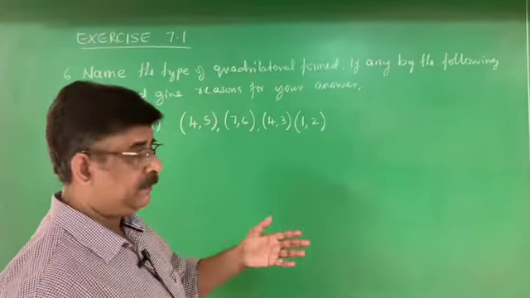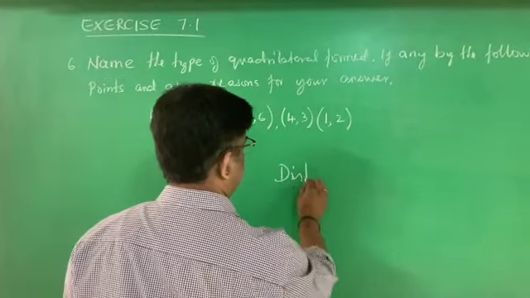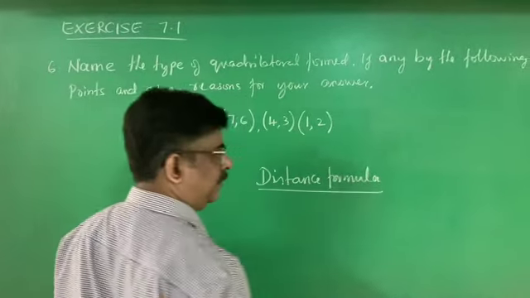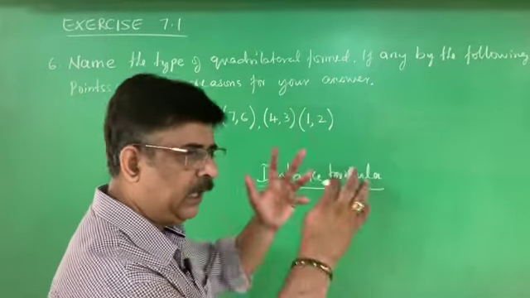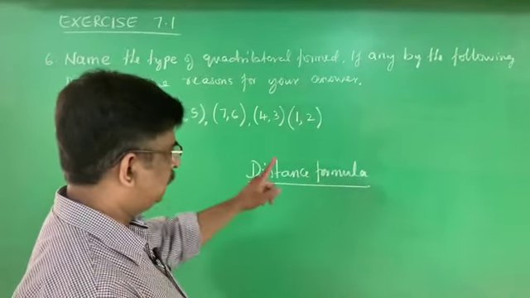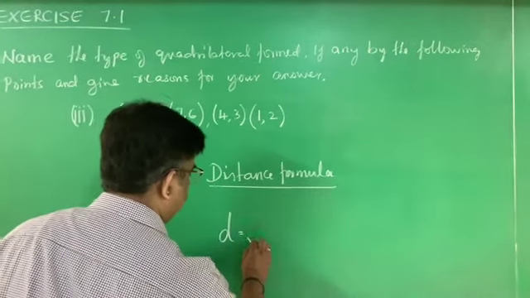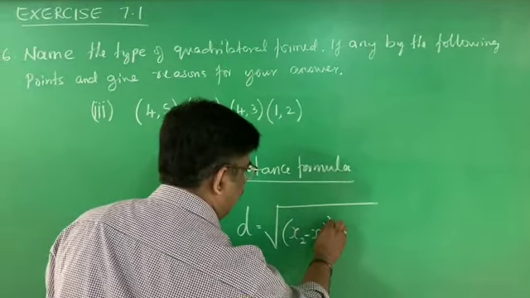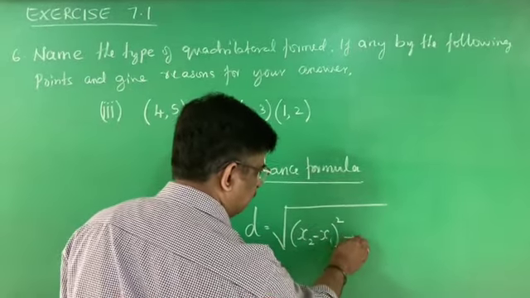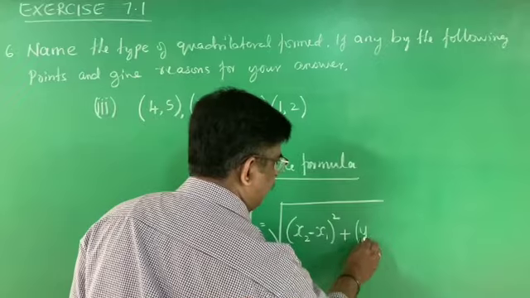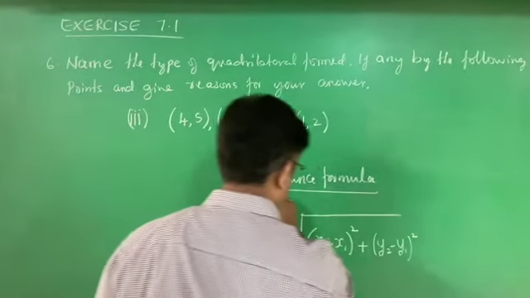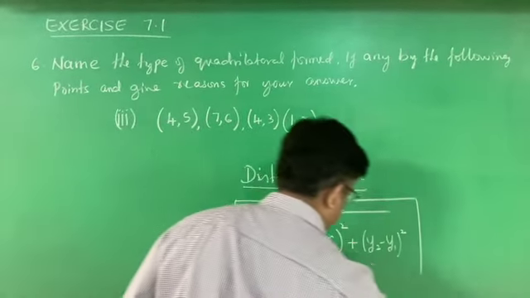But for all these purposes, we are using a formula. Which is that formula? Distance formula. I write the distance formula. You have to write always. Learning is very useful. You have to learn. Then only you can earn. Learn first. Distance formula. D is equal to square root of (x2 minus x1) whole square plus (y2 minus y1) whole square. What is this? The formula. Put a box for this. It tells the evaluator to understand.